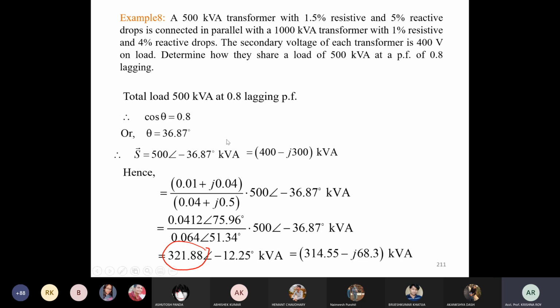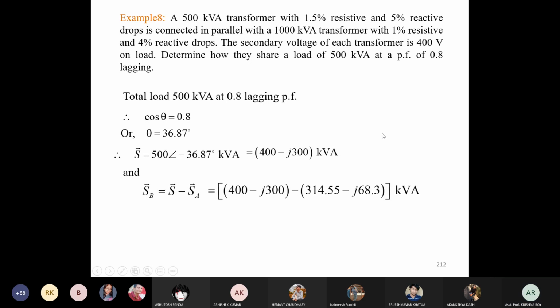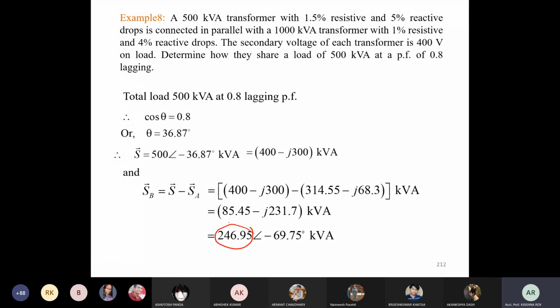Similarly, using the other formula, or we can directly subtract that SA from S to get SB. So SB equals this. If you convert this in polar form, you will get this. Okay, so this is the load shared by transformer B.